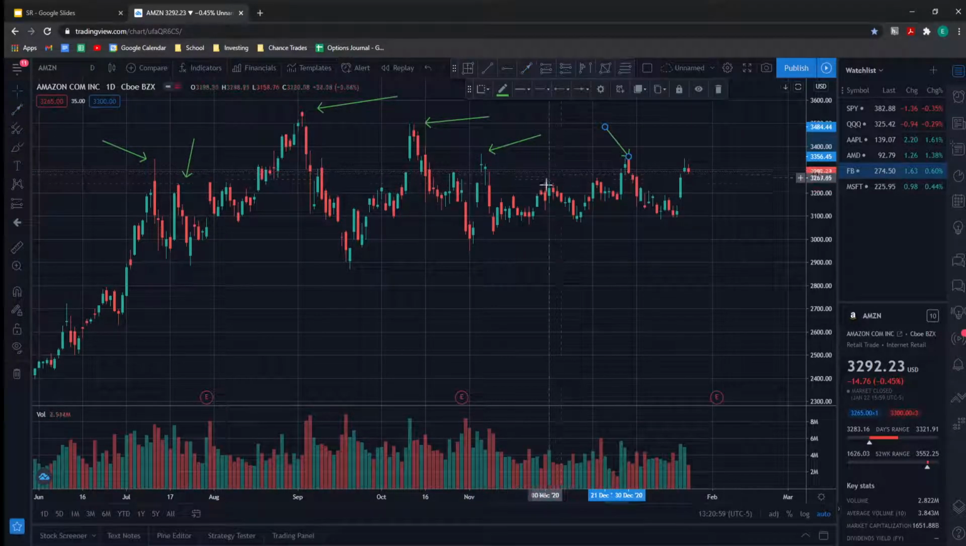So you could use levels like here where you have smaller rejections if you are day trading, but I personally like to have these bigger levels here. I don't really pay attention to this mush in the middle. So now let's identify the support levels.